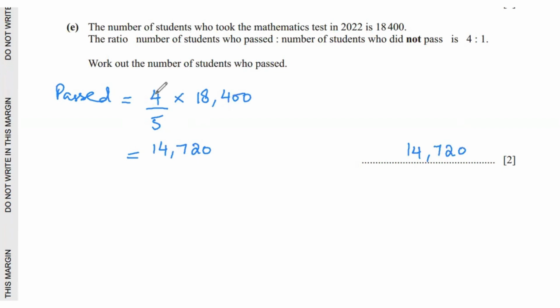The reason why I wrote 4/5 is because if you look at the ratio, 4 represents the number of students who passed. So that's the numerator, and the denominator is always the sum of the values in the ratio. So 4 plus 1 is 5. Now 4/5 of the total is your number of students who passed. Total number of students is 18,400. Hence, we find 4/5 of 18,400.